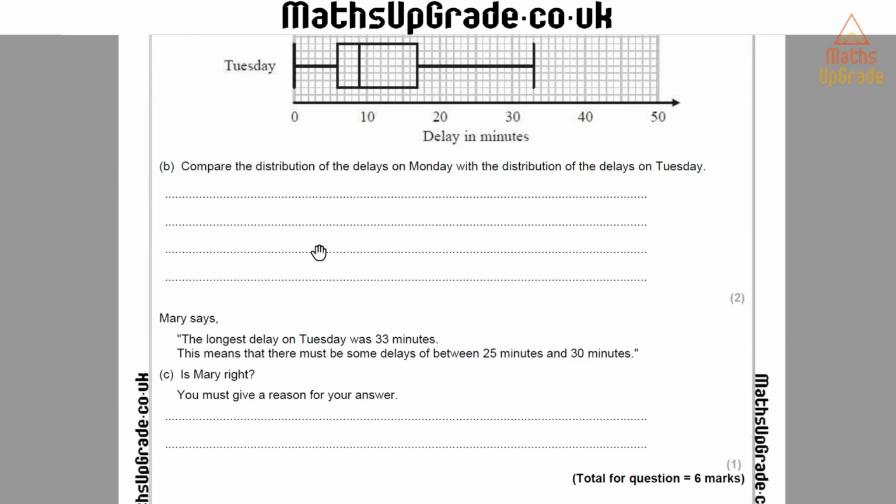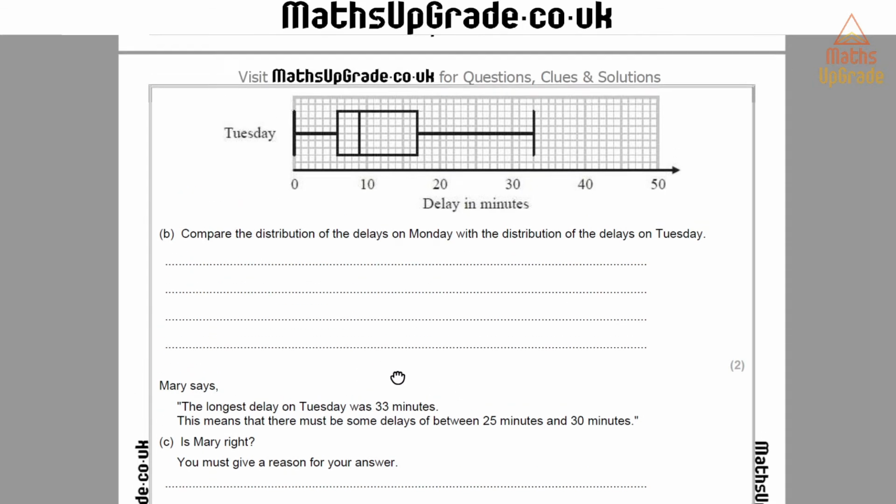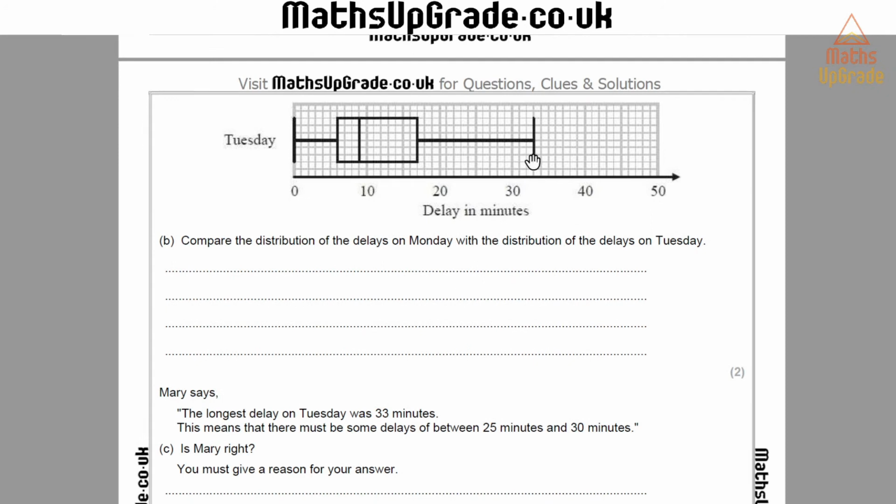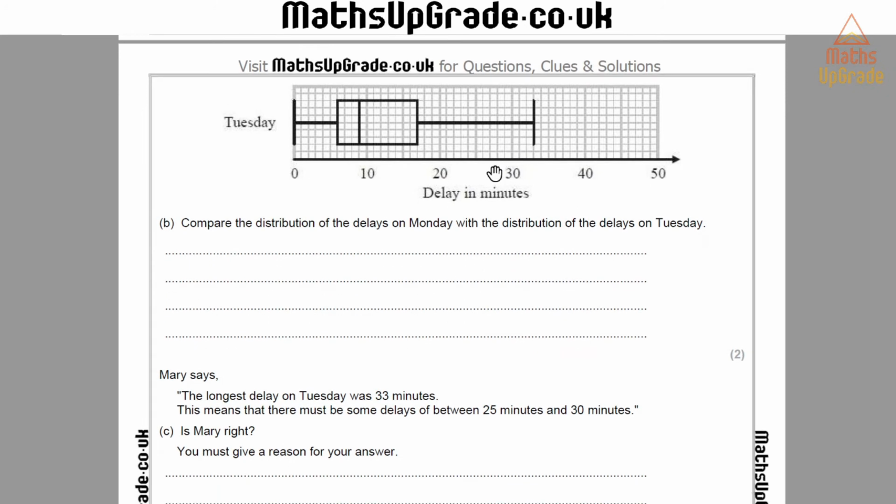In part C, Mary says the longest delay on Tuesday was 33 minutes. This means that there must be some delays of between 25 and 30 minutes. Is she right? Give a reason for your answer. Well, we know that there's definitely a delay of 33 minutes. That was the longest train, right? And that's indicated here. That doesn't necessarily mean there's delays of between 25 and 30 minutes. There may be no data values here at all. There may be lots of trains which are in this delay region here.